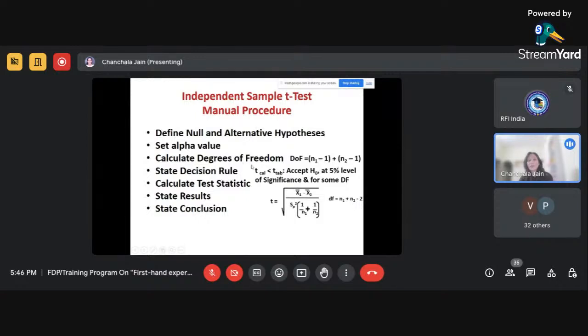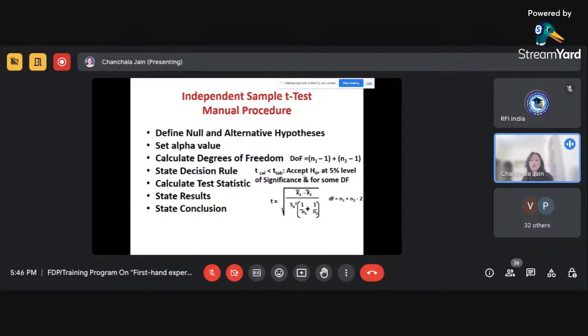Right? This would be the formula for degrees of freedom. Clearly, when our calculated value is less than the tabulated value, we are going to accept the null hypothesis. This is based on the calculated and the critical value. But the other way around, if you want to state your decision rule on the basis of the p-value, that we can also do.